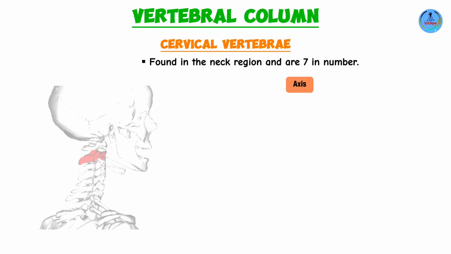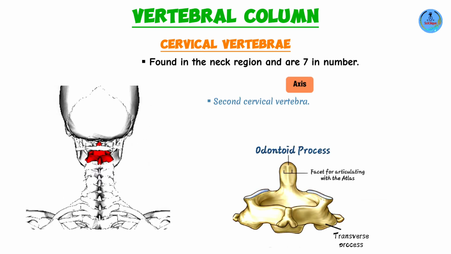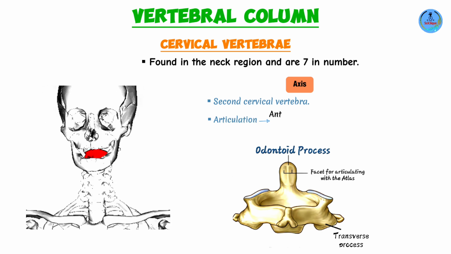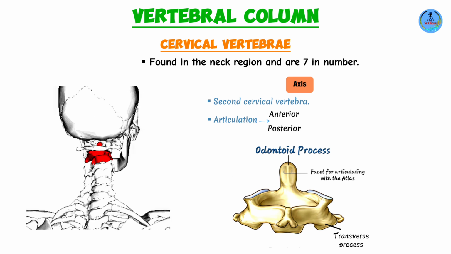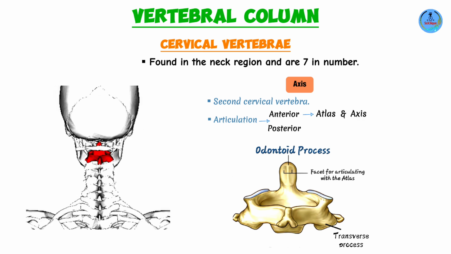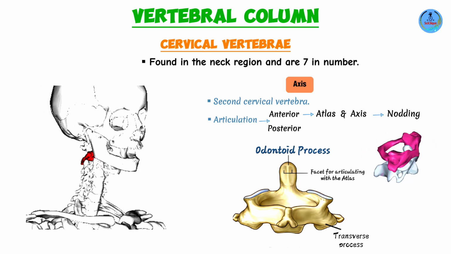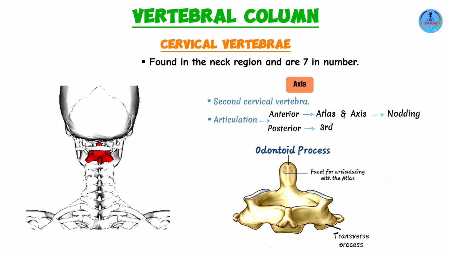Moving on to the axis. So the axis is the second cervical vertebra, and as with the atlas, it has such a unique structure that it deserves its own name. Now, the axis articulates also with two bones, at the anterior end and at the posterior end. So of course, at the anterior of the axis, it's going to articulate with the atlas. Remember, you have the atlas at the top and then the axis below it. So at the anterior end, you're going to have the axis articulating with the atlas. At the posterior end, you're going to have the axis articulating with the third cervical vertebra as such.